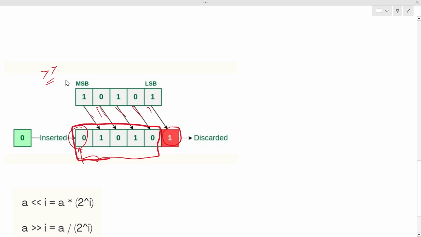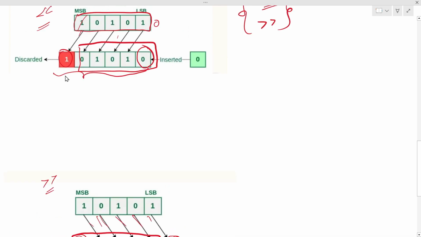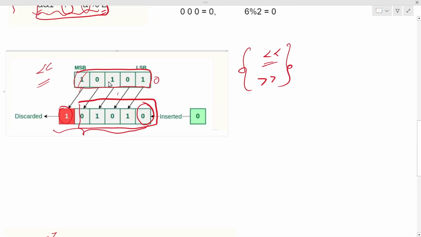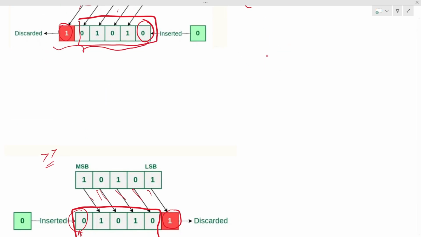Okay, now you might be getting confused. Oh, arey yaar, what's this? What are these things? It's very difficult to do for each and every number. Is it really required to learn this left shift, right shift? I'll tell you one easy funda, guys.